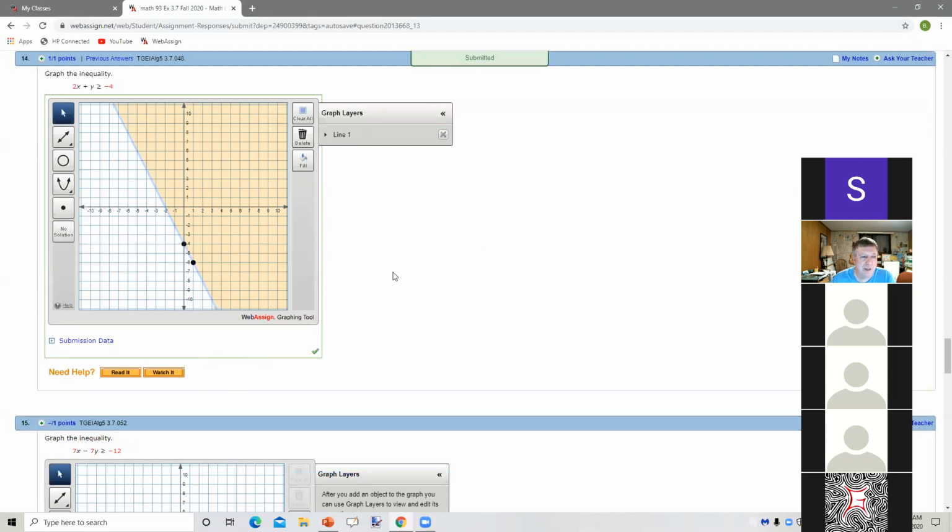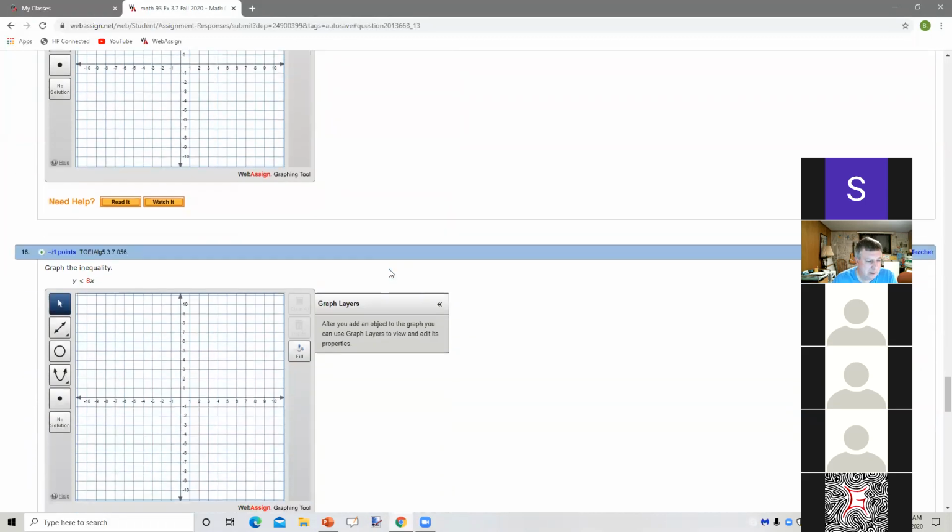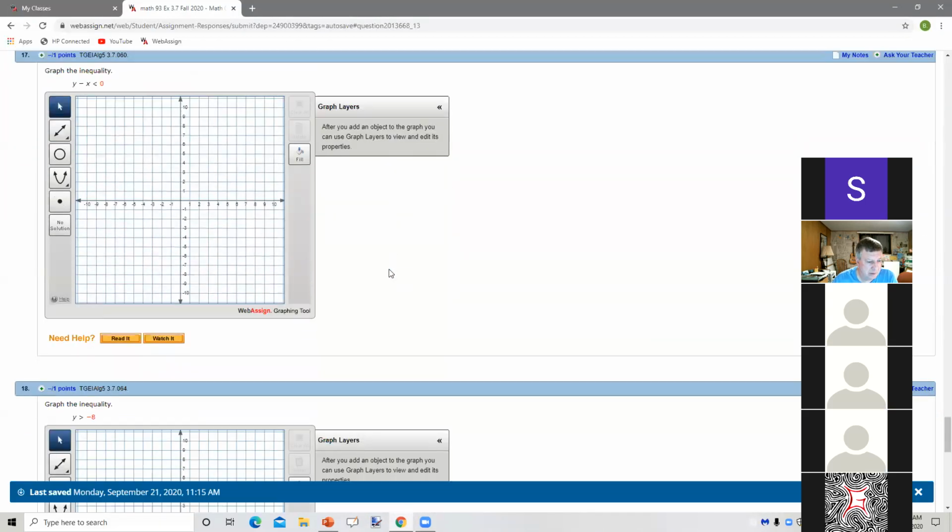Again, I want to point out, if you get a weird ordered pair, like let's say the y-intercept is -2/3, and you're not quite sure if you're plotting it right, after you plot it, you can come in here and change the coordinates of those points if you need to. Okay? So let's see here. What did we have? It was above, right? You okay with that? Yes. Okay.